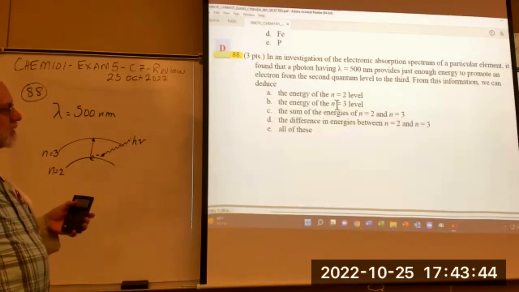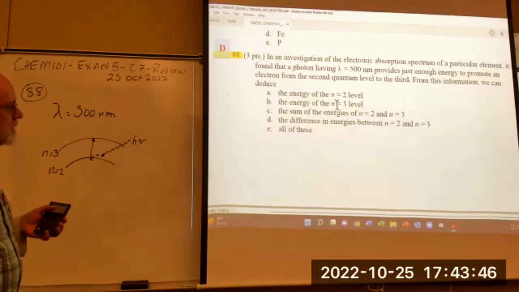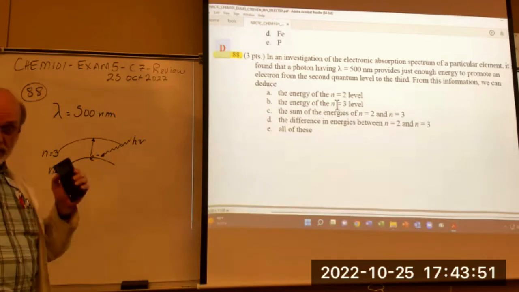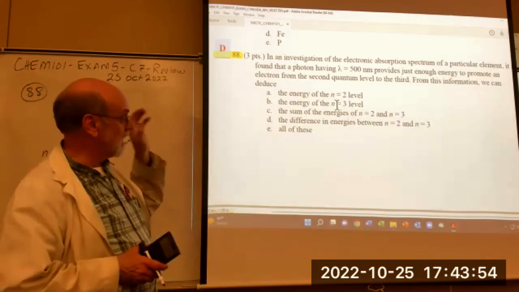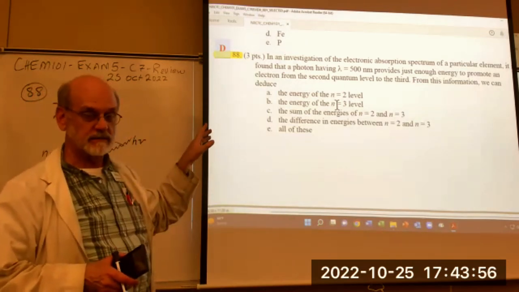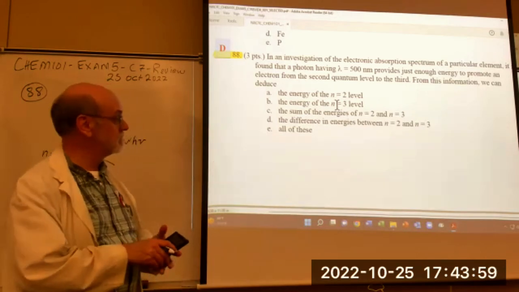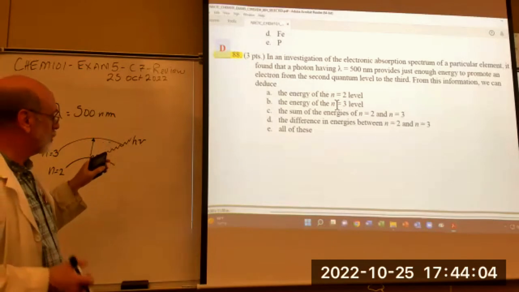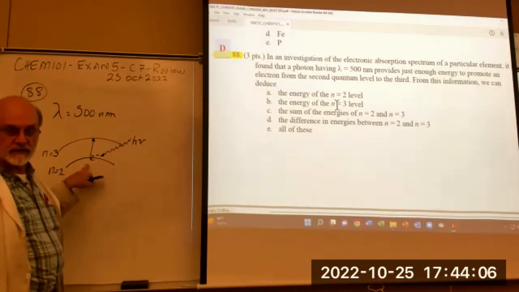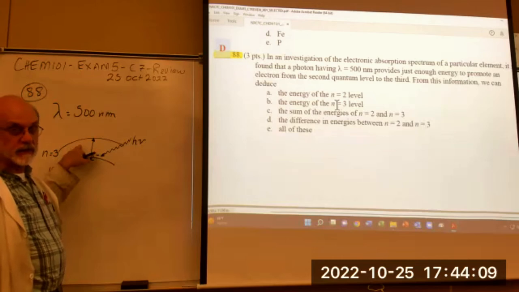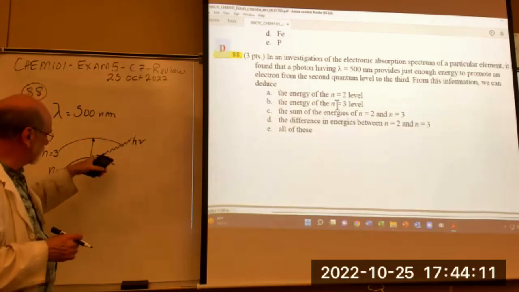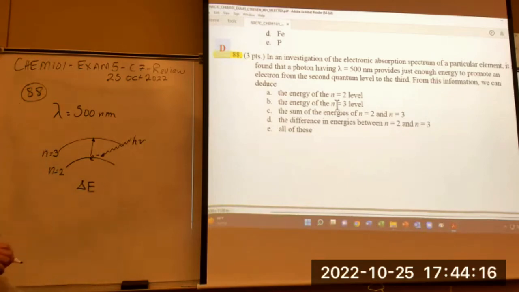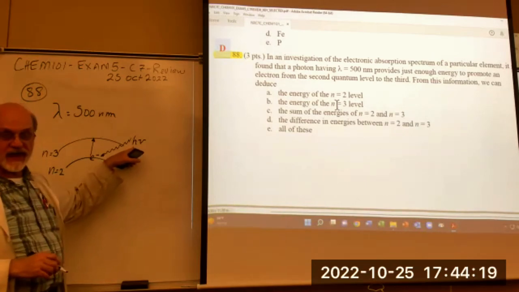From this information, we can deduce what? The energy of the N equals 2 level. And to emphasize, that's the only information you have. Right? From that information, what can we say? We don't know what the N equals 2 level is, or the N equals 3 level is. We don't know, because the energy is the difference. That's the change in energy that's related to this value.